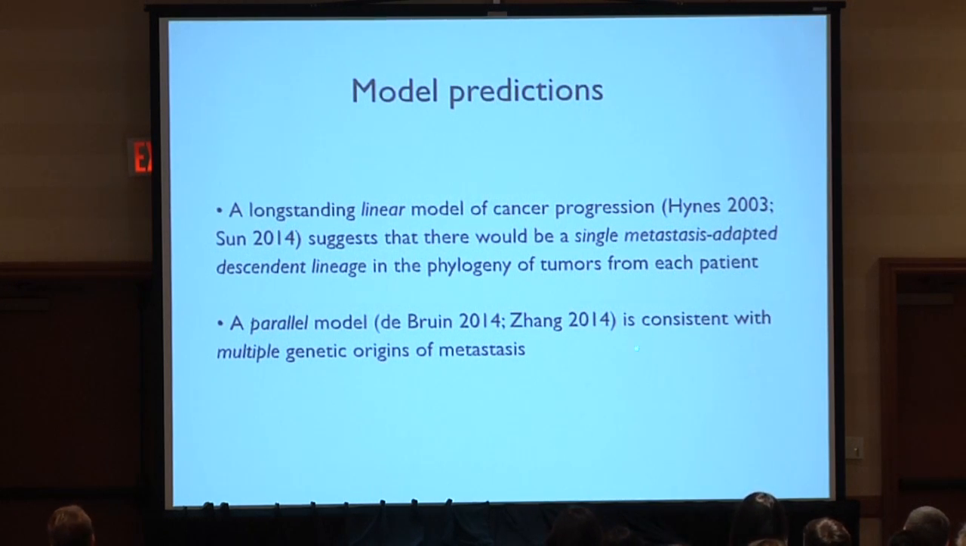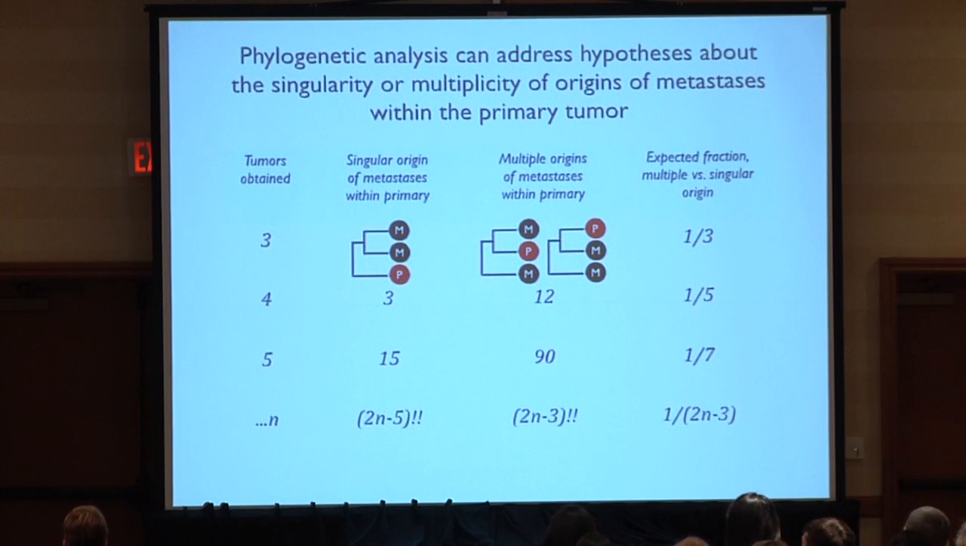A parallel model, rather, is consistent with multiple genetic origins of metastases. In other words, you can have one metastasis emerge early in cancer, another one emerge at a different time, and they aren't necessarily, in principle, as dependent upon particular mutations that lead to the metastases. So we can differentiate these by doing the phylogenetic analysis and address hypotheses about the singularity or multiplicity of origins of metastases within a primary tumor. And you can do this by looking at the number of tumors or metastatic sites obtained, and then look at how many different phylogenies are predicted to actually apply to that number of tumors.